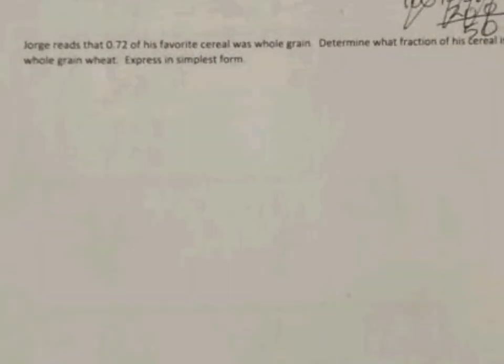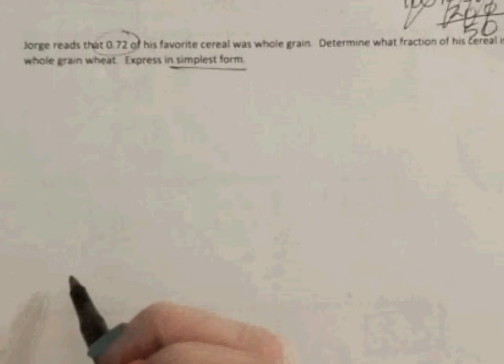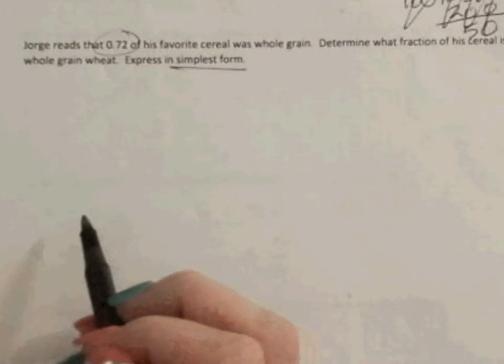All right, in our last problem, Jorge reads that 0.72 of his favorite cereal was whole grain. Determine what fraction of his cereal is whole grain wheat, expressed in simplest form. So I know I'm going in simplest form. That's important. This is the decimal that I'm putting into a fraction.